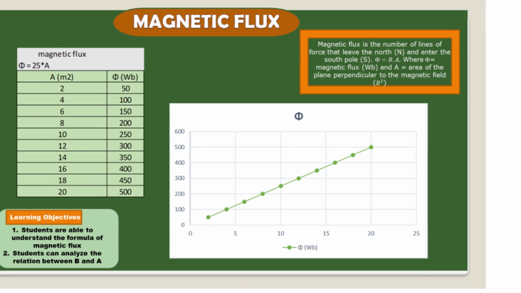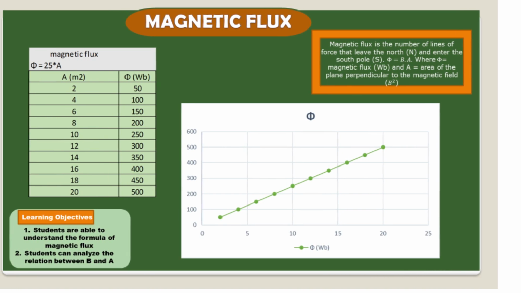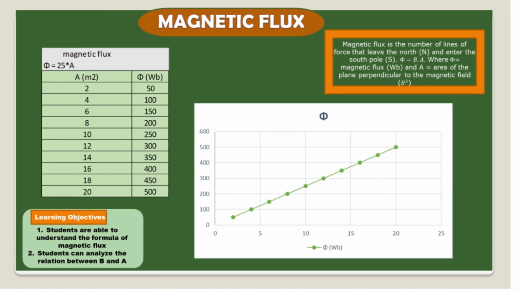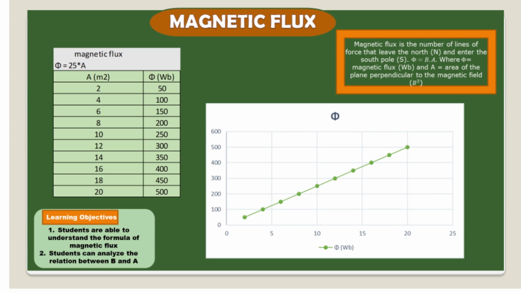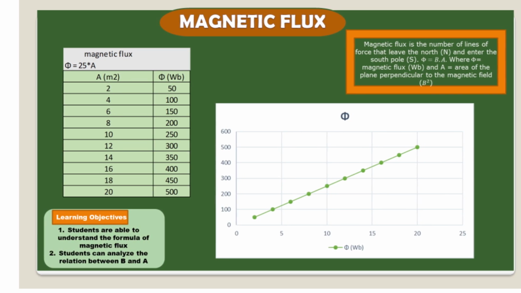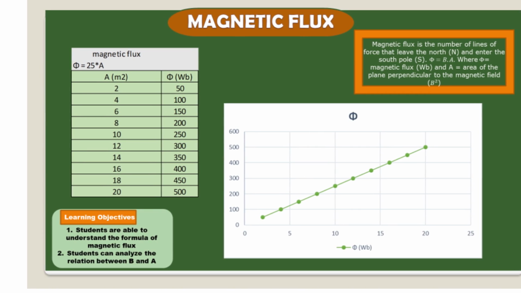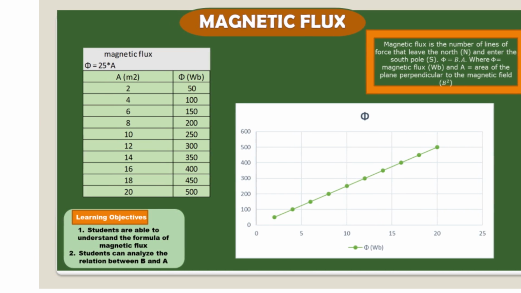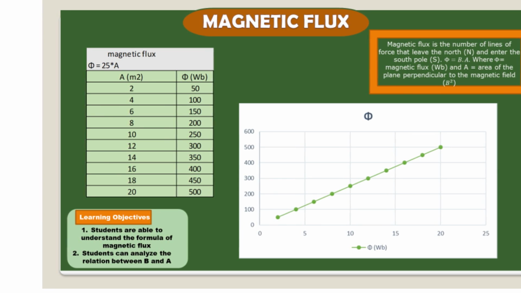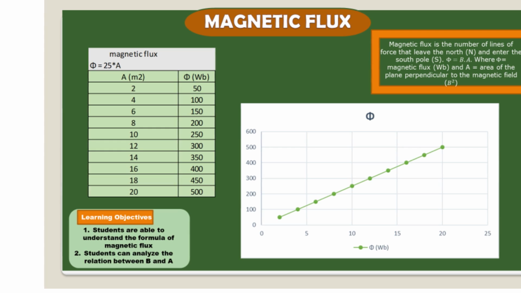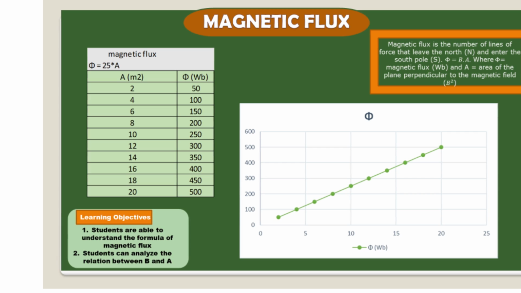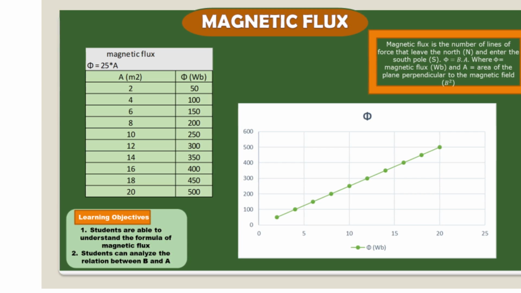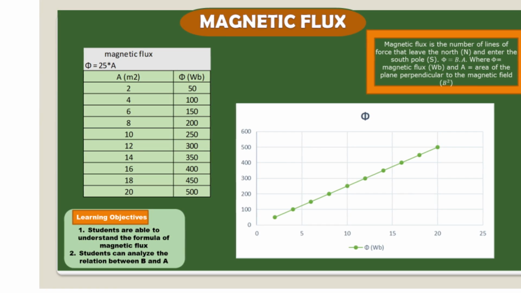Magnetic flux is the number of lines of force that leave the north pole, or N, and enter the south pole, or S. Flux equals B times A, where flux is magnetic flux with units of Weber, and A is the area of the plane perpendicular to the magnetic field, in square meters. Because the formula of magnetic flux is B times A, we assume the value of B, or magnetic field, is 25 Tesla, and the value of A, or cross-sectional area, are 2, 4, 6, 8, and so on, in steps of 2 up to 20 square meters.